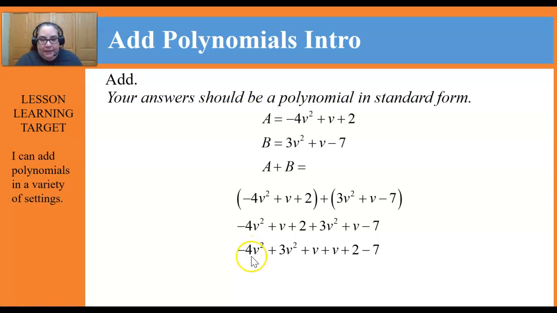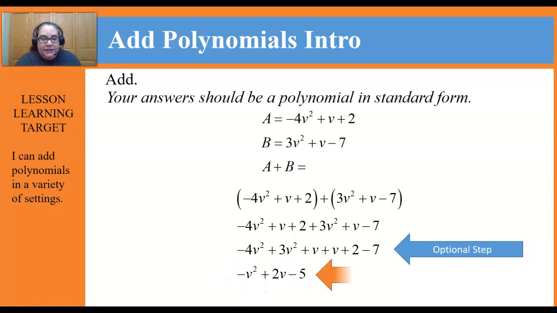So I'll just combine my like terms. That would be a negative v squared. That would be 2v, and that would be negative 5. So that is your optional step. And then our final answer is negative v squared plus 2v minus 5. So I'll just write that up there. So when you are adding polynomials, again, it's really just all about combining your like terms.